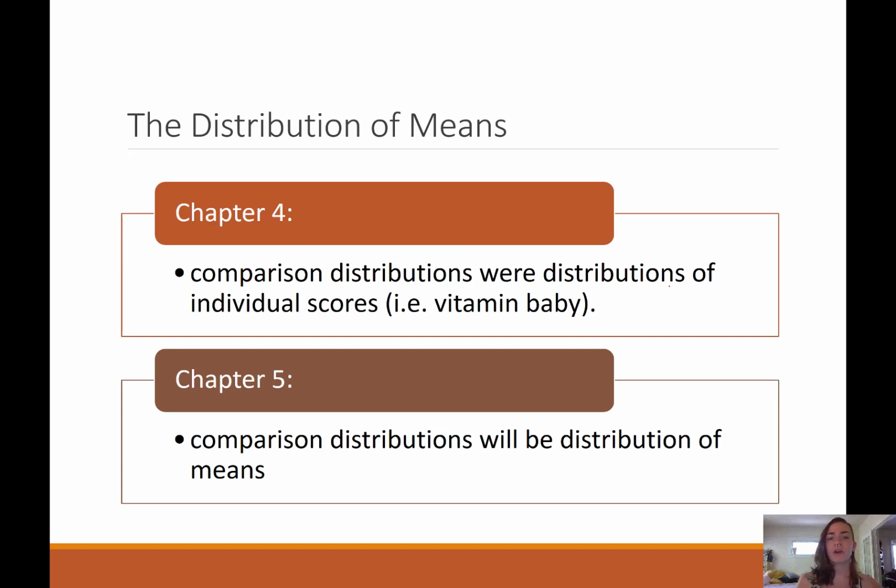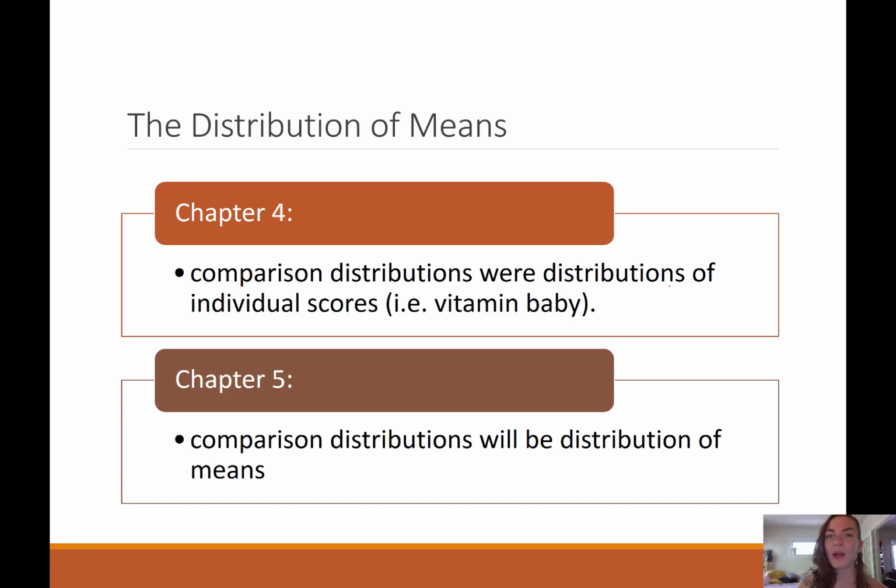So just to summarize, in chapter 4, the comparison distribution we used for our test was a distribution of scores from individuals in the population. The example here was the vitamin baby. If you look back into the last lecture, you can see that we walked through an example of a baby who was given vitamins to aid in development, specifically in walking age. And we compared that baby's walking age to the population of babies and how many months old those babies were when they started walking.